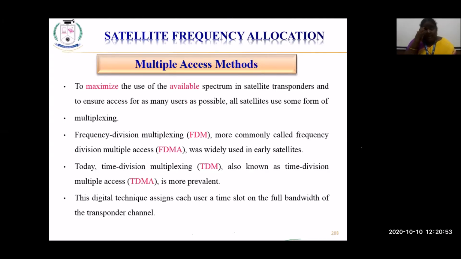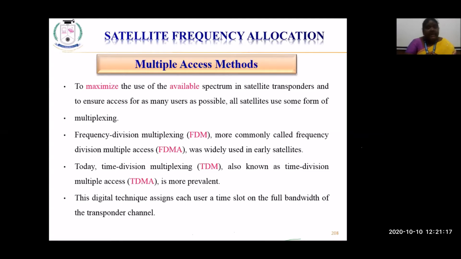So here you see, to maximize the use of the available spectrum in the satellite, the transponders ensure access for as many users as possible; all the satellites use forms of multiplexing methods. So the first one is time division multiplexing. More commonly, it is called frequency division multiple access, which is widely used in all your satellites.